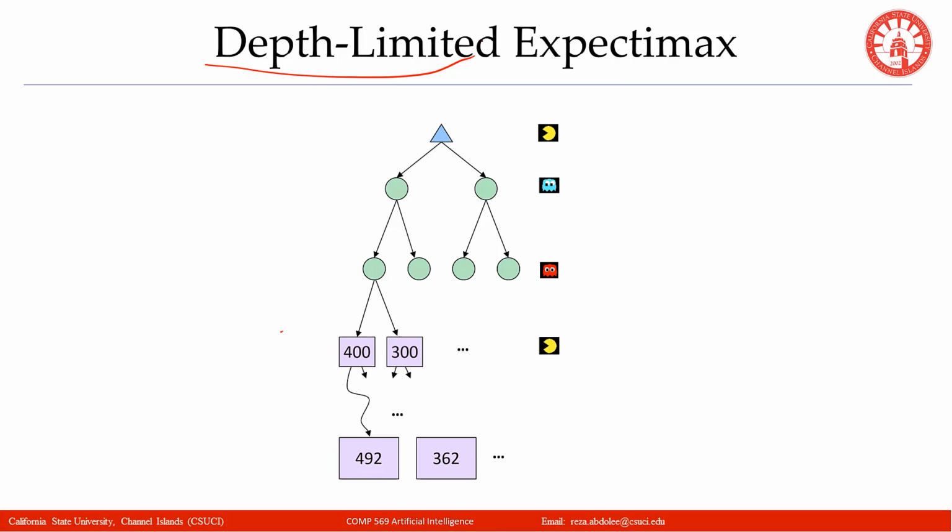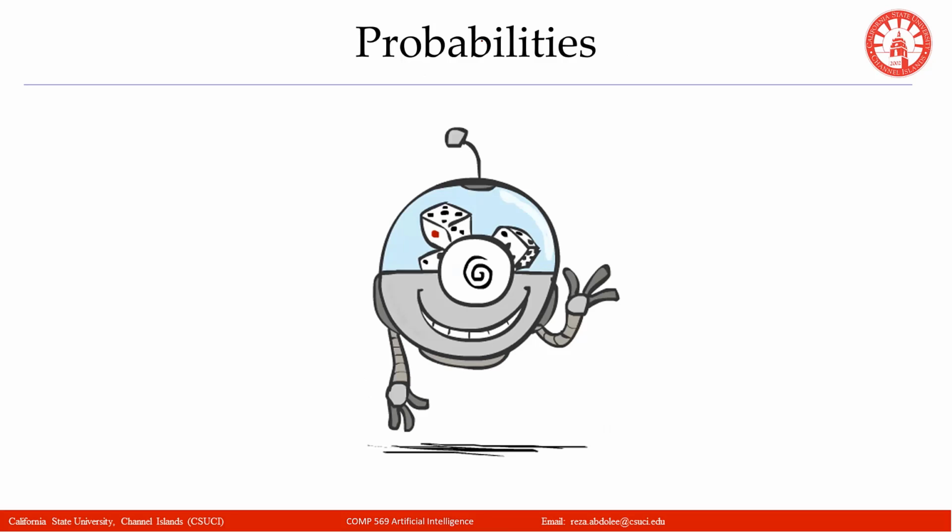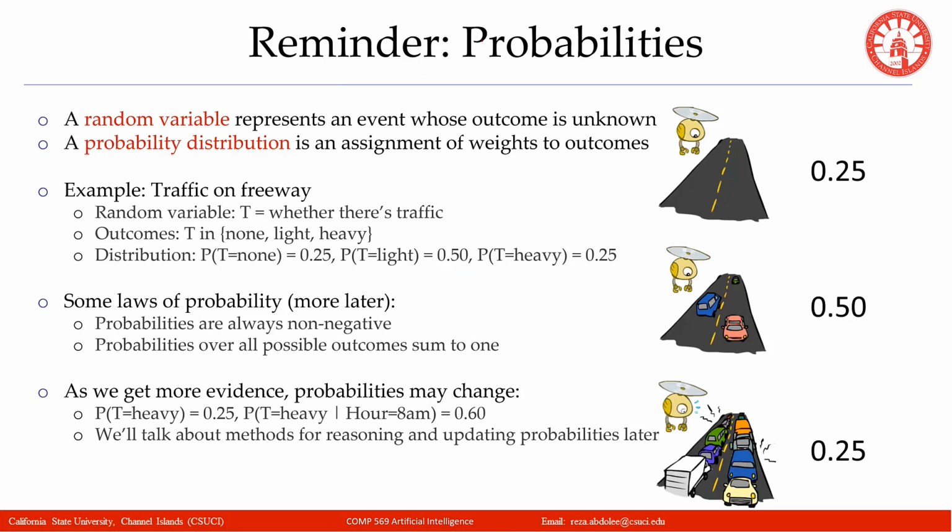So for doing that, we need some form of evaluation functions that work for our algorithm. Therefore, we need to come up with that evaluation function for a given game, and that's not an easy thing to do. One of the other things that we talked about was the notion of probability in expectimax. So let's have a very quick reminder on probabilities, and then we continue our lecture.